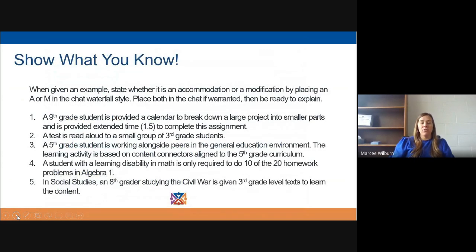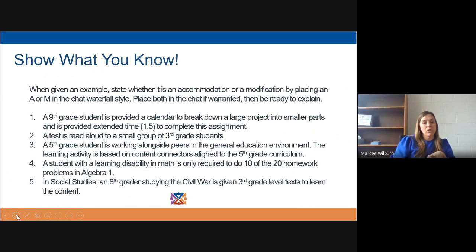Similar to what we did for the first one with the multiple choice, but instead of A, B, or C, you are going to type A or M within the chat, A being accommodation, M being modification. But some of these, you might think both. And I'm going to tell you right now that that's not necessarily wrong as long as you're able to justify your answer. So if you put both, we may be talking about why you think that and talk about when accommodations and modifications could potentially be used interchangeably.